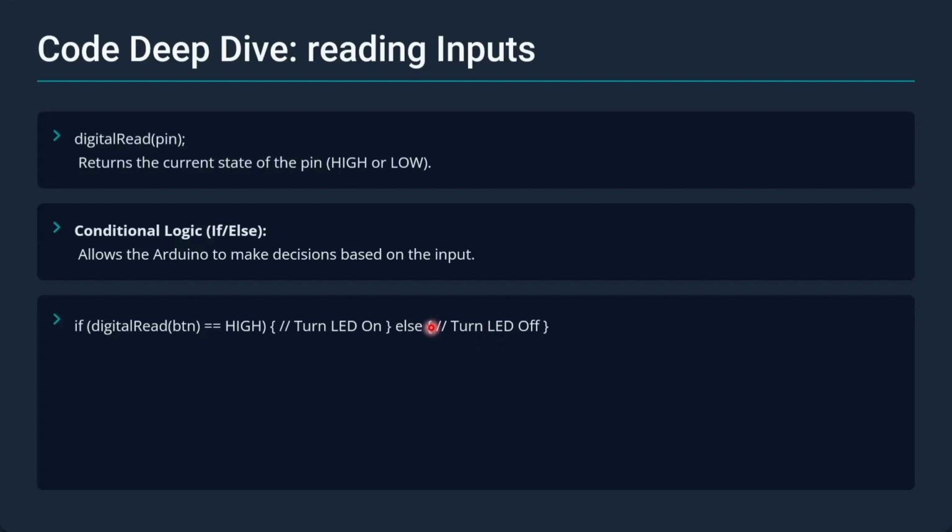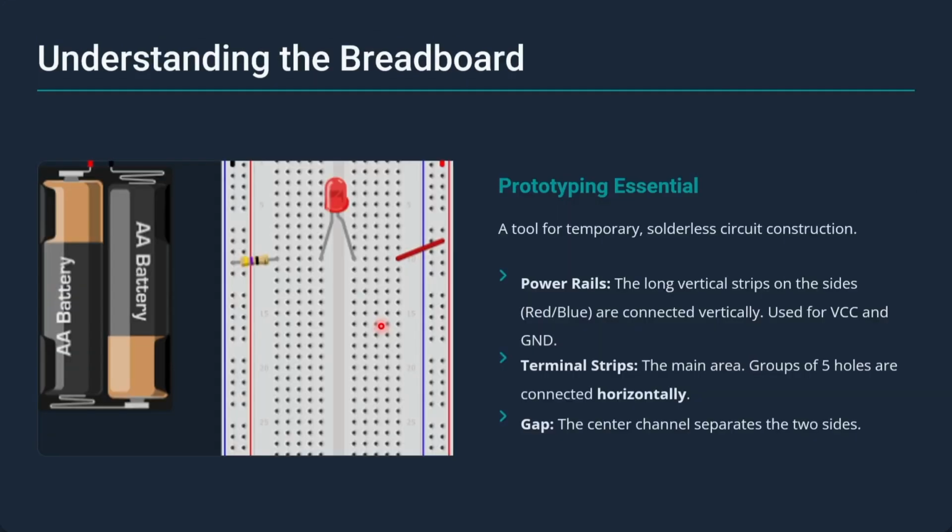We use the function digitalRead to check the state of the input. The power of Arduino comes from using that input to make decisions using conditional logic, if and else. If the button reads high, we run one block of code, like turning on the LED as I said. Else, if it reads low, we can do another function, like turning off the LED. Now this is how it will work.